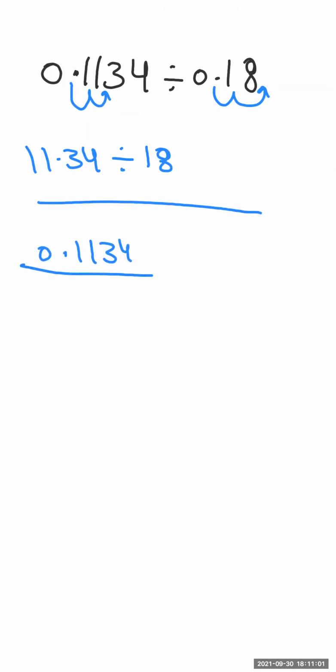Or otherwise, we can solve it this way, 0.1134 over 0.18. So now check the number of decimal places of the divisor. We found that it's 2. So times 100. On the last question, it was only one decimal place in the divisor, so we multiplied the two numbers by 10. So now two decimal places, so we will multiply the two numbers by 100. If there are 3 decimal places, we will multiply the two numbers by 1,000. So in this case, 2 decimal places, multiply them by 100.